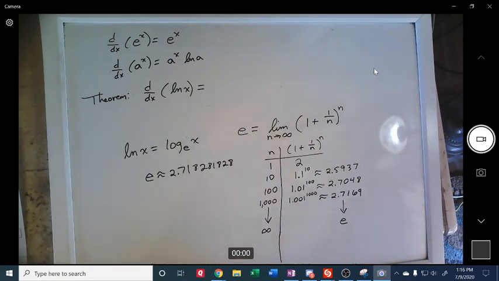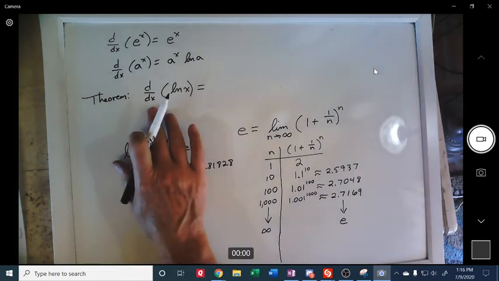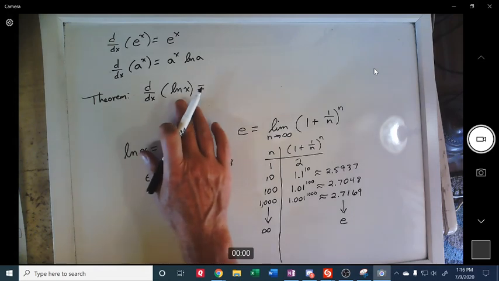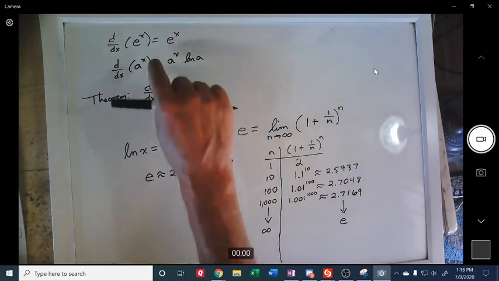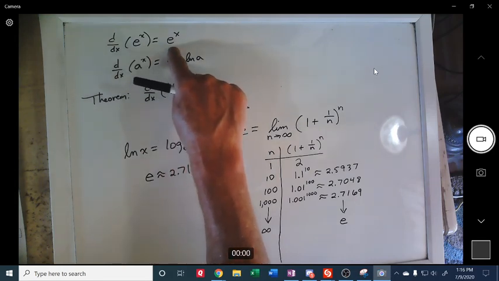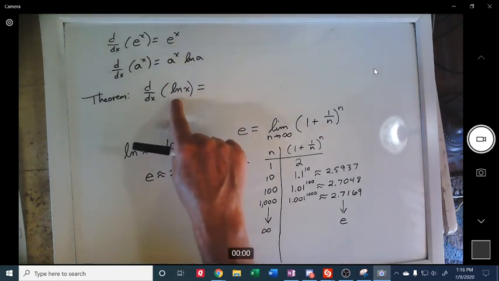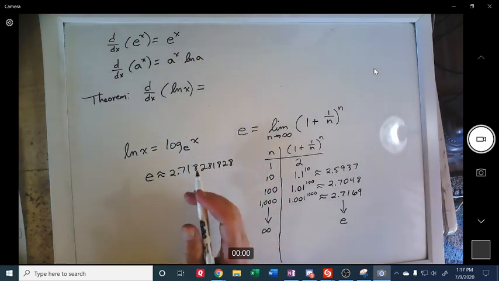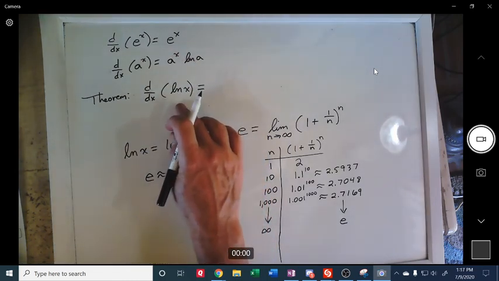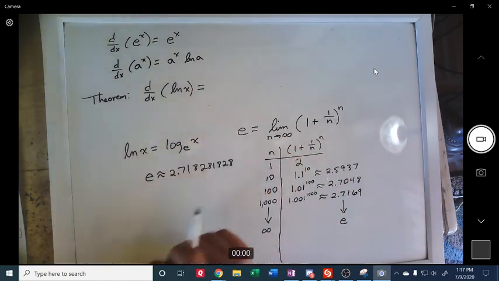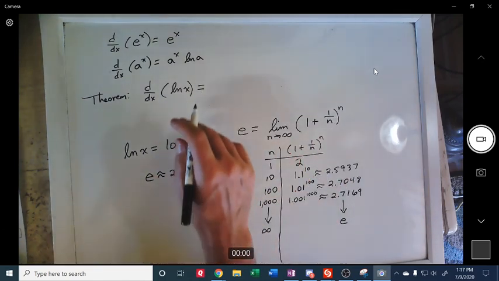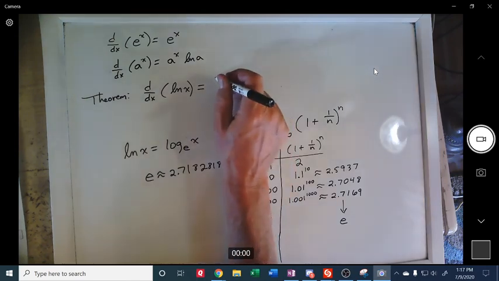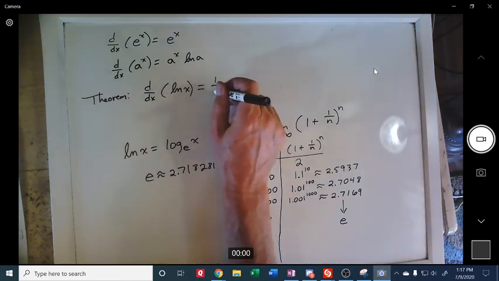All right. So let's come back to this theorem. The derivative of ln x. Now, the derivative of e to the x was e to the x. The natural log function is the inverse of e to the x. So I would kind of expect, well, maybe the derivative of ln x is just ln x or something, but it doesn't turn out to be that way. It turns out the derivative of ln x is 1 over x.